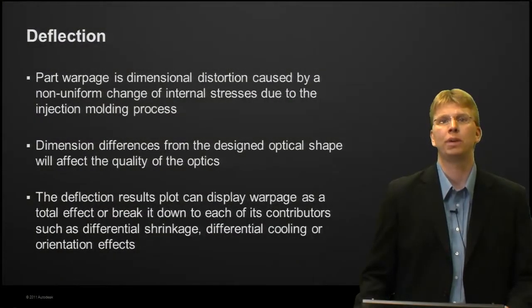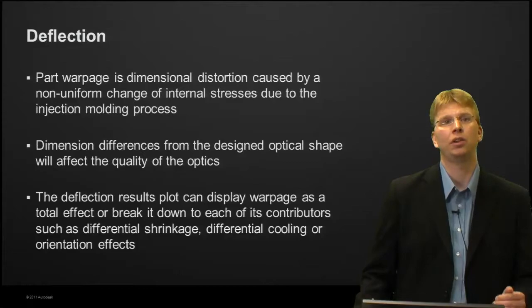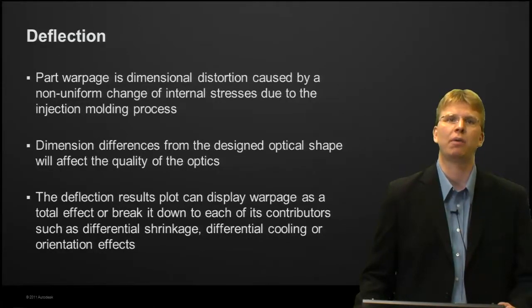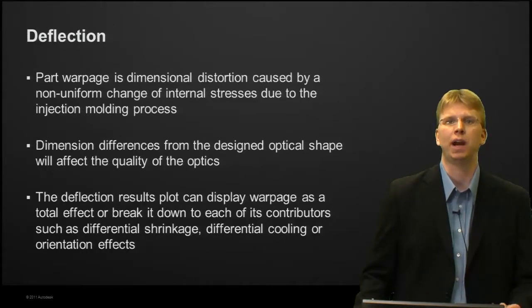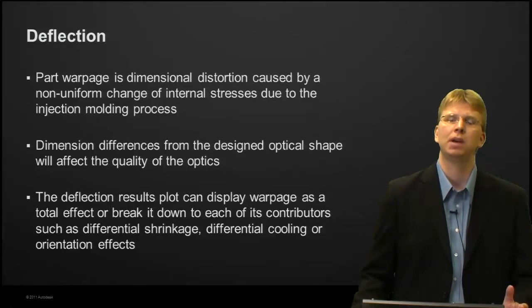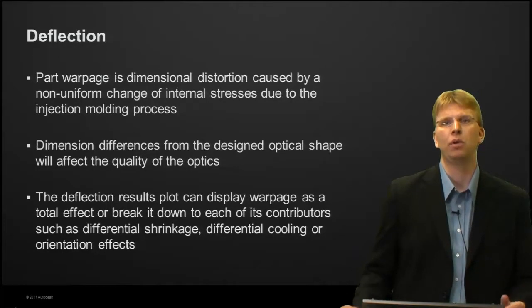And speaking of warpage issues, we do have part deflection results inside of the software that can show you the dimensional distortion caused by the non-uniform change in internal stresses and how it relieves those as part of the injection molding process. Any dimensional differences that we have from the designed optical shape could cause quality defects in the optics that we want. We designed a lens for a certain shape, but it came out of the mold at a different shape, and that's not what we want.